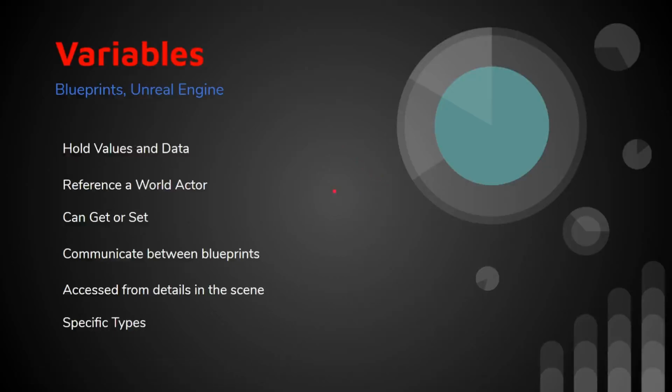Now these can also be used to communicate between different blueprints, and we can also make them private or public. Private meaning it's only accessible inside the actual blueprint, and public meaning we can access it from the world in the details panel. And in the next video we will look at some practical examples of these.